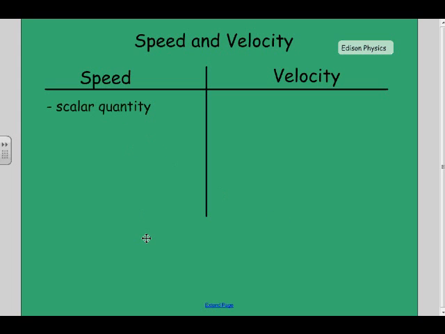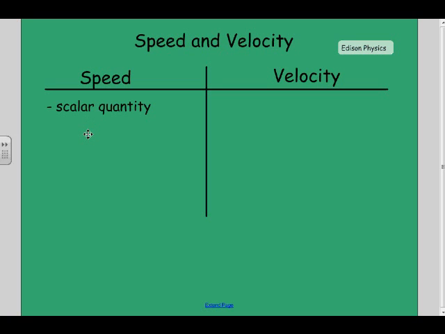Speed is a scalar quantity. That means it's just a number, 15 meters per second. I don't care which direction I'm going. All I care about is how fast. So when I talk about 15 meters per second, that's a speed.